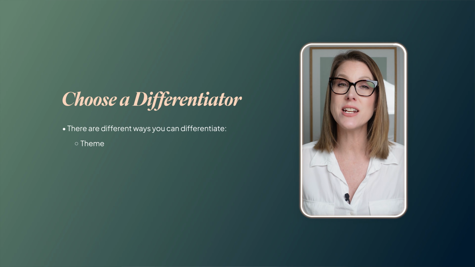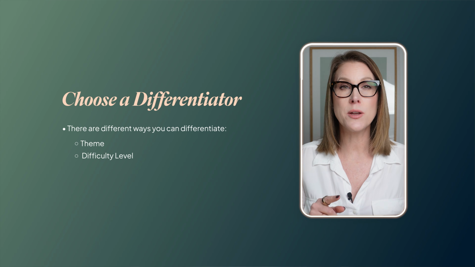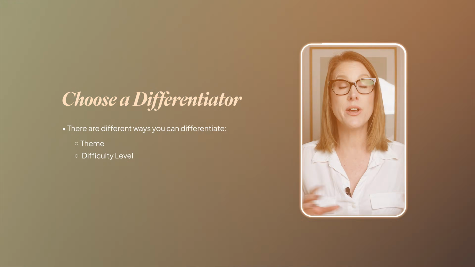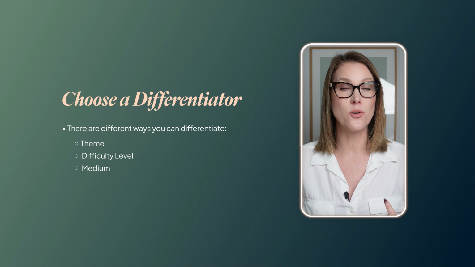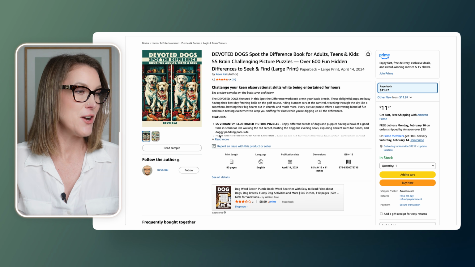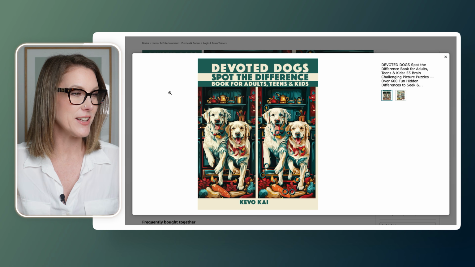Another way to differentiate is through difficulty level, right? You can position your book as easy, moderate, hard. I even saw a couple of Spot the Difference books that were marketed as being extreme in their difficulty level. You can also think about the medium. So illustrations. We have a devoted dog Spot the Difference book here with some really charming dog illustrations.